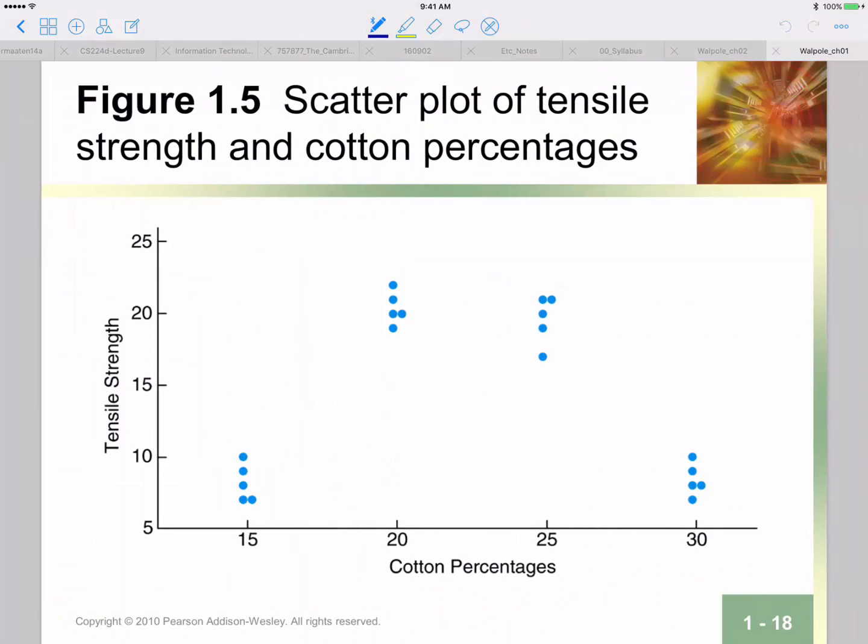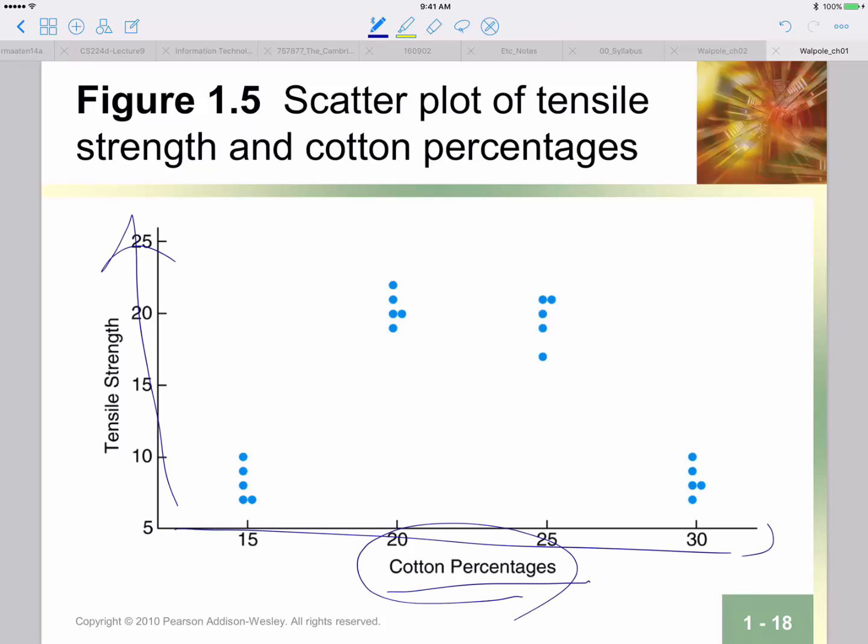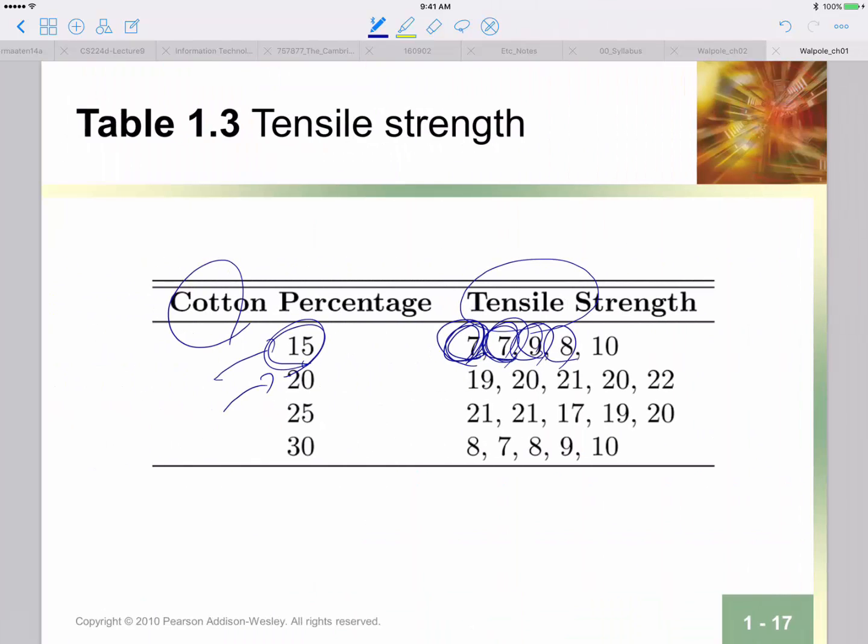So we can of course represent these data in the form of a scatter plot. We assign these 2 axes, where the first axis is telling us the cotton percentage and the other is tensile strength. This is called a scatter plot because we are scattering all the data points as dots, and each dot represents one of your data items. So that way we call it a scatter plot because you are scattering all the different points.